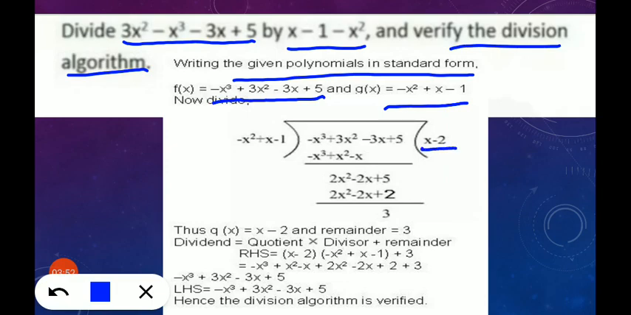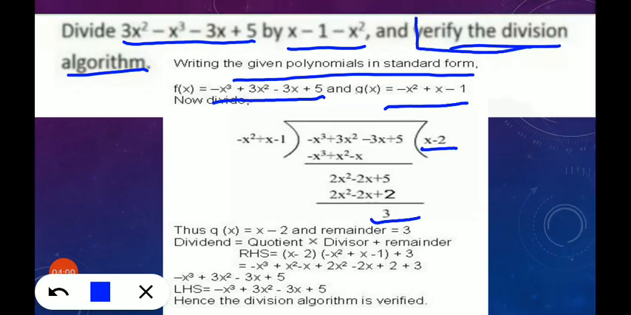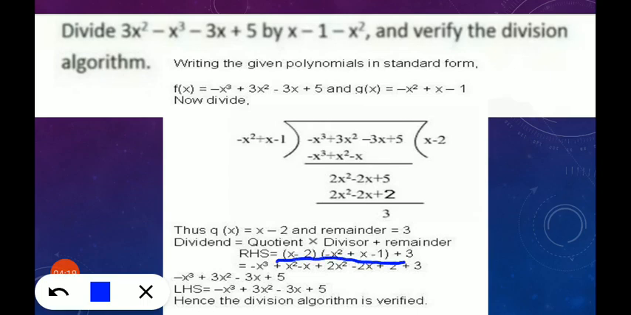On division, we will get quotient equal to x minus 2 and remainder equal to 3. Next step is to verify the division algorithm. Division algorithm is dividend is equal to divisor into quotient plus remainder. We will solve our RHS. RHS is equal to (x minus 2)(minus x square plus x minus 1) plus 3, and after solving we will get it is equal to LHS. Hence division algorithm is verified.